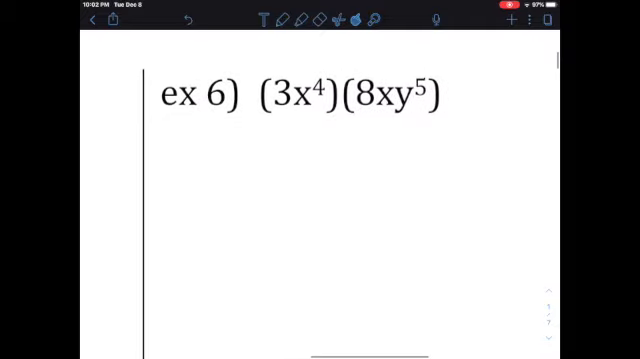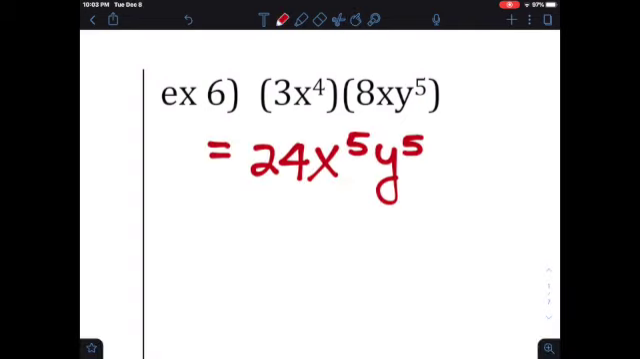Let's take a look at example number 6. Now you guys try it. Pause the video, try it, and then compare the answer with me. So example number 6: I take the 3 times the 8, the numbers get multiplied, x to the fourth and x is 1. So 4 plus 1, that's how you get the 5 right here. Make sure you understand that, because it shows up on the quiz.